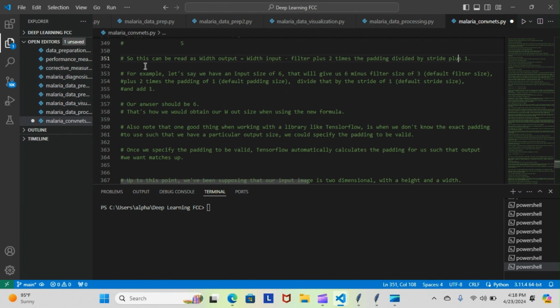Let's go over that again a little more slowly. Say we have an input size of 6. That gives us 6 minus 3, which is 3, plus 2 times the padding. The padding is 1, so 2 times 1 is 2, and 3 plus 2 gives us 5. 5 divided by 1, which is the stride, gives us 5. Plus 1 gives us 6. Our answer should be 6. That's how we obtain our width output size using the formula.